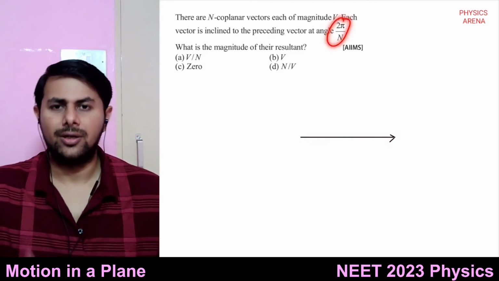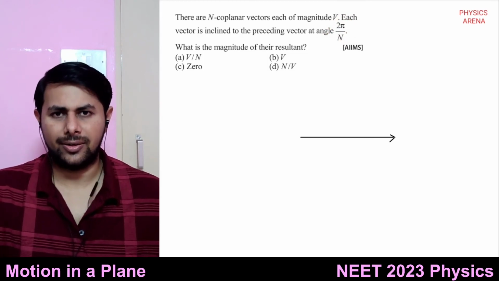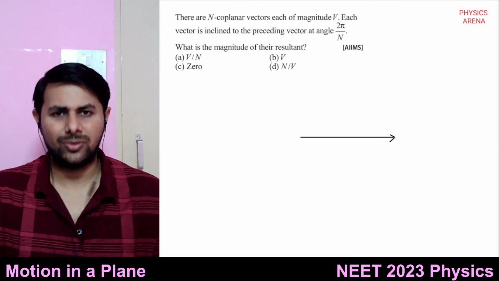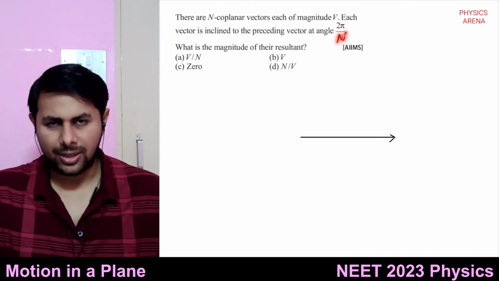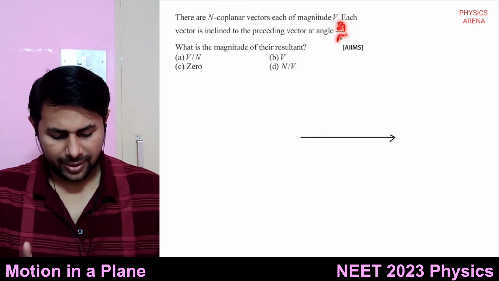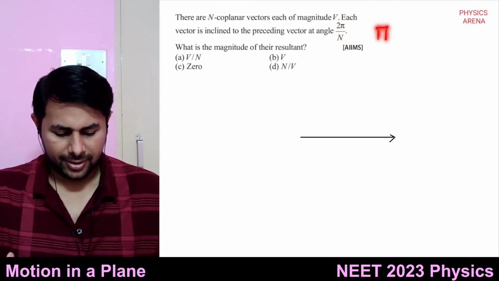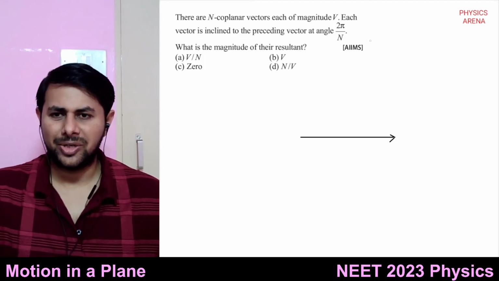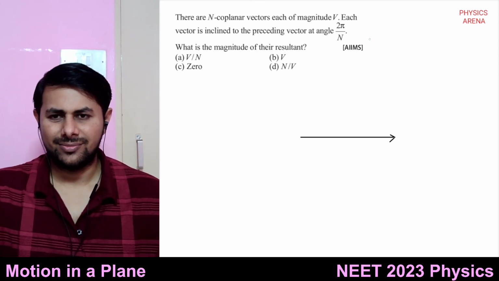And now I have 2 pi divided by n. What is my n? If I am starting with the simplest case, n is equal to 2. So take n equals to 2. I will take two vectors. So 2 pi divided by 2 gives me pi. So pi radians is how many degrees? 180 degrees? Okay, 2 pi radians is 360 degrees, so pi radians is 180 degrees.